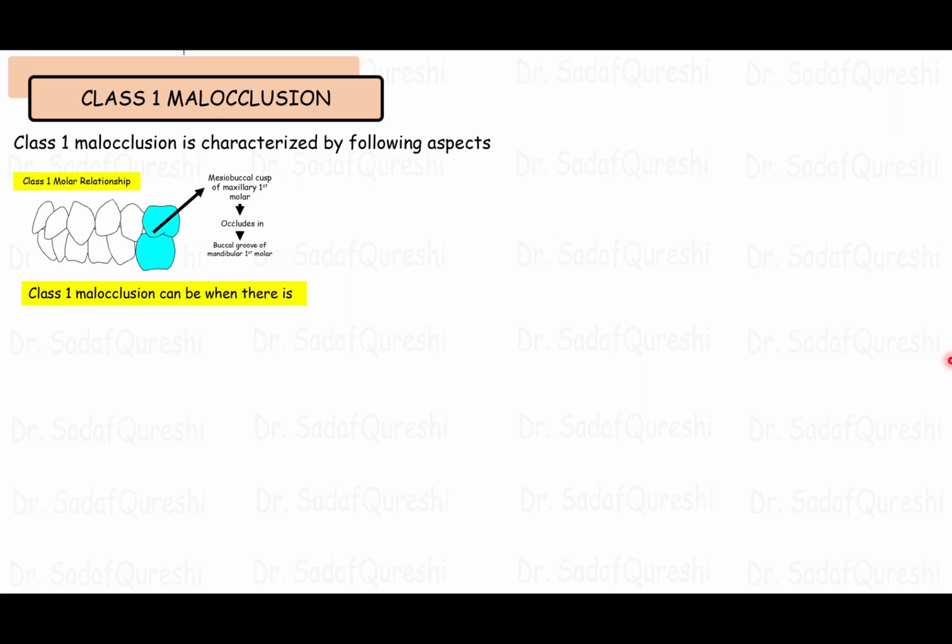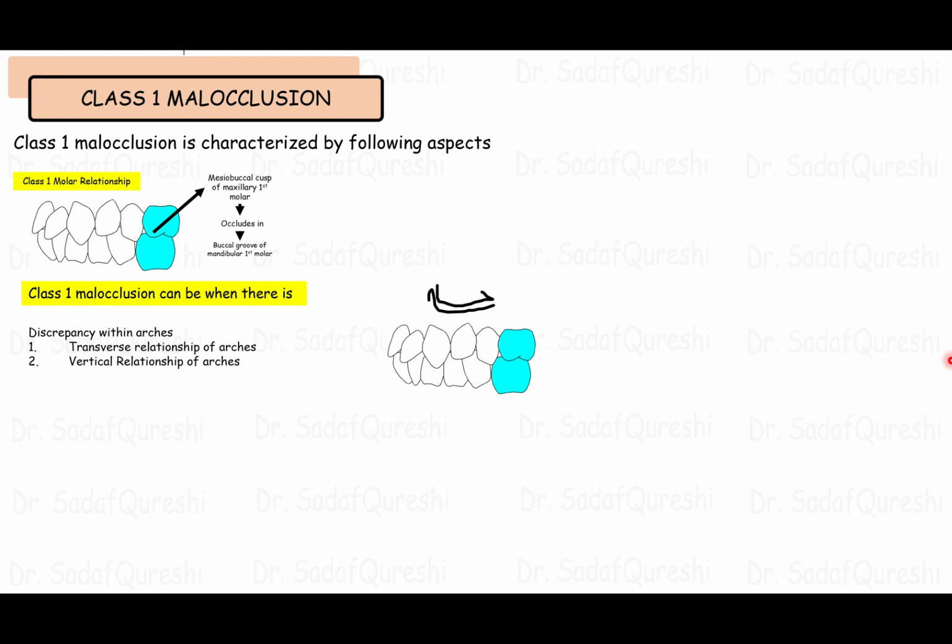Class 1 malocclusion is when there is a discrepancy within arches, that is, a transverse relationship of arches or vertical relationship of arches. Both types of discrepancies can cause class 1 malocclusion. The second reason for dental class 1 malocclusion is when there are dental irregularities. Dental irregularities may be crowding, spacing, rotation, and missing teeth.